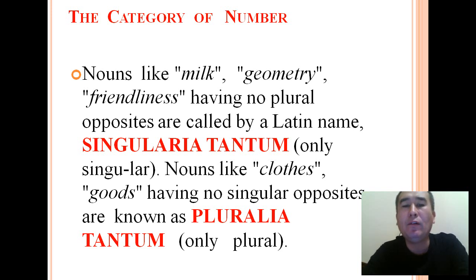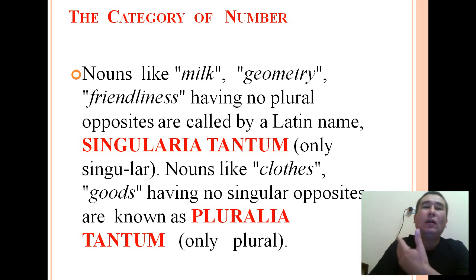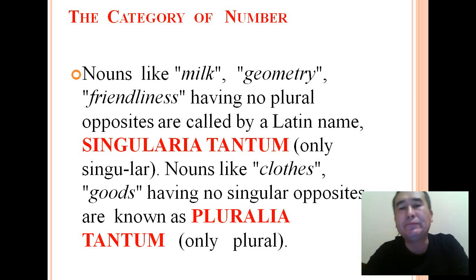So now, singularia tantum are words that can't take plural forms, for example, uncountable nouns, and so on. Nouns like clothes, goods, having no singular opposites are known as pluralia tantum, only plural. Such kind of nouns are mostly comprised of two parts. For example, scissors, trousers, scales, and nouns like clothes, goods, stairs, and others.